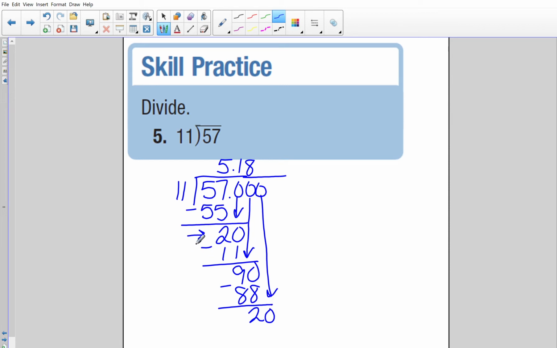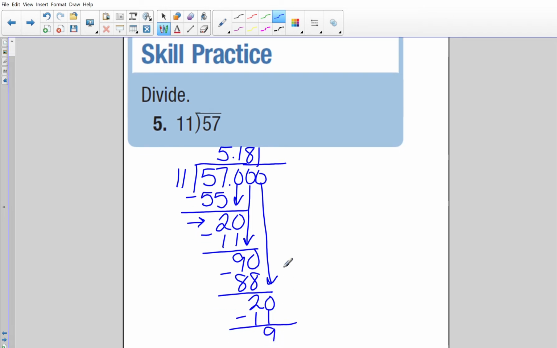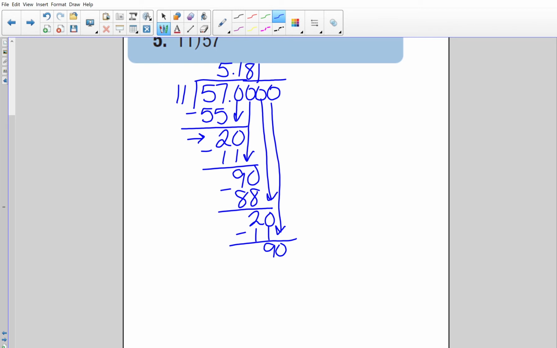So you can see I started here at 20. Again, I can do a 1 for an 11. I subtract, I get 9 again. And then I add another 0. So this one's going to have a repeating pattern. When I get the 90 again, I can do 8. I get 88. Subtract, I get 2. So then that would be 20 again.